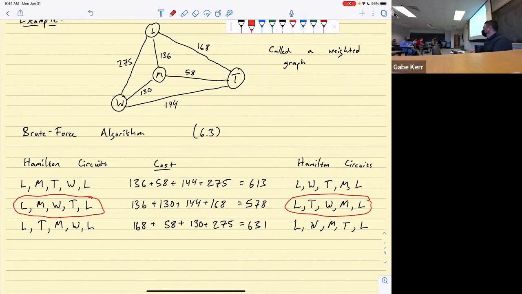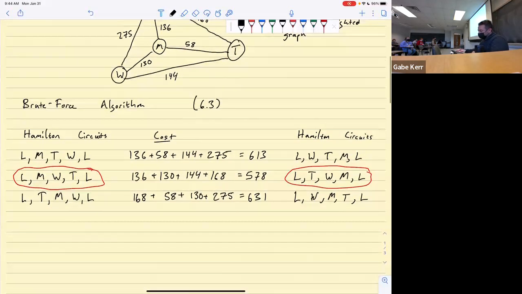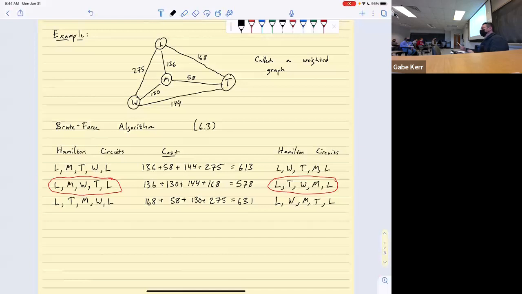Make sense? So, great. So what's the problem here? Doesn't this just always give us the answer? Well, let me ask you guys, does this always give us an answer?